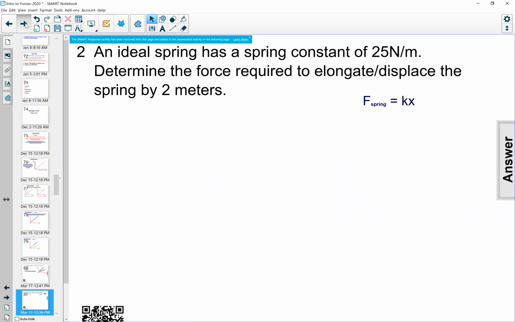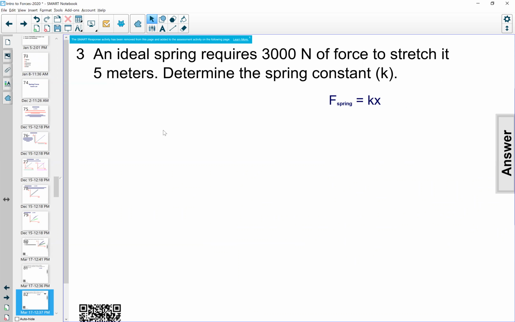All right, next one. An ideal spring requires 3,000 Newtons of force to stretch it, so much more force this time, and it's stretching at 5 meters. What is the spring constant?